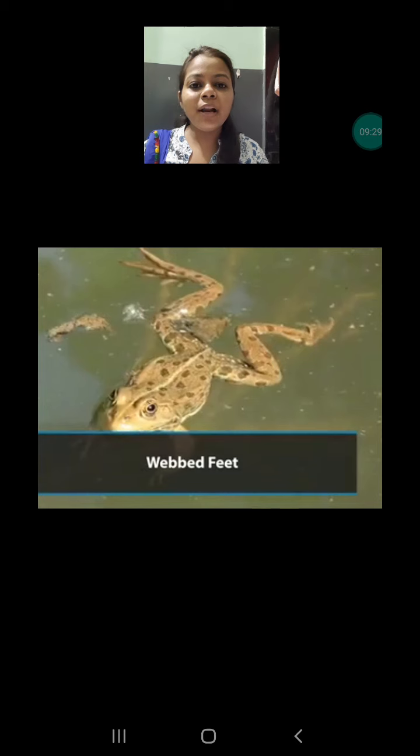So I hope you all have understood these two topics, the adaptation found in the aquatic animal and the adaptation found in the amphibians.